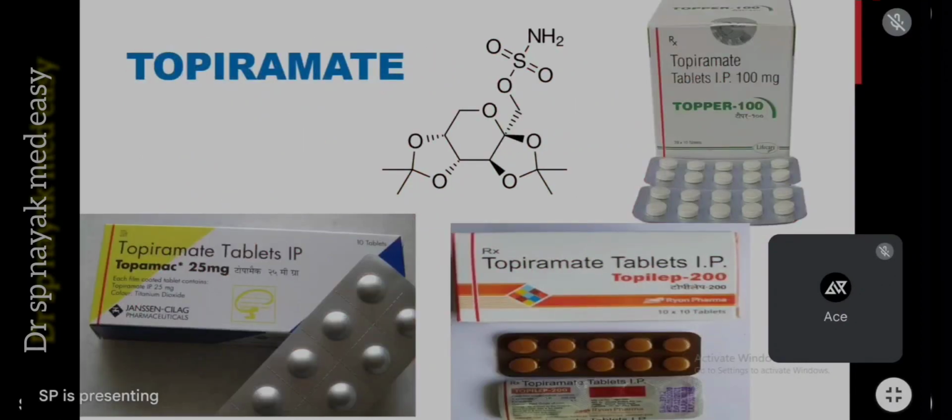Next is topiramate. Topi means cap. In the previous class I told you topi means cap. For topiramate, just try to see the different brands and different drugs. We have 25 mg, 200 mg, 100 mg, and 50 mg tablets are also there. For topiramate, first we'll start with the mechanism of action.